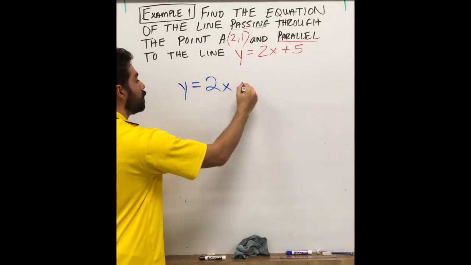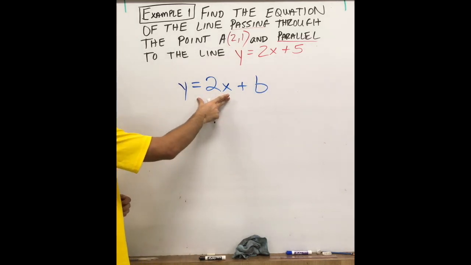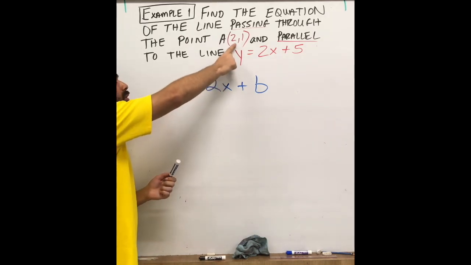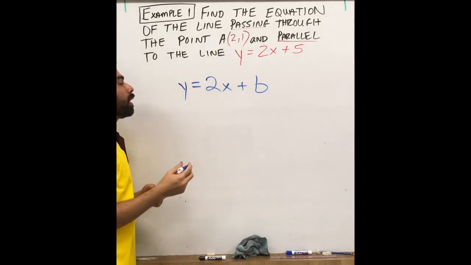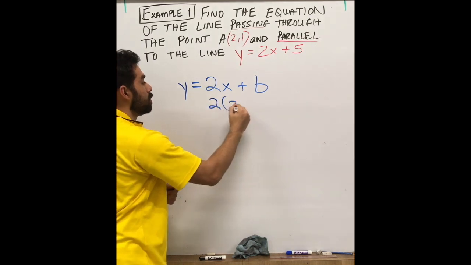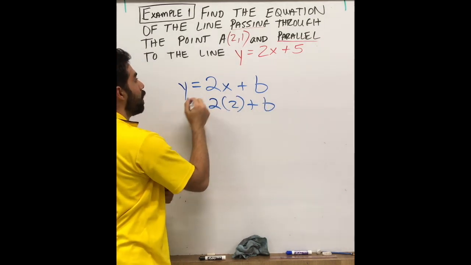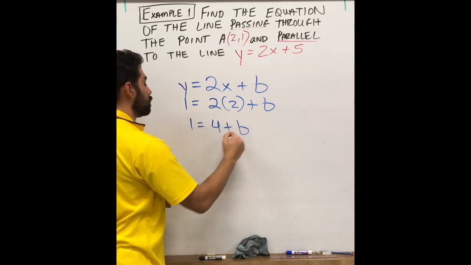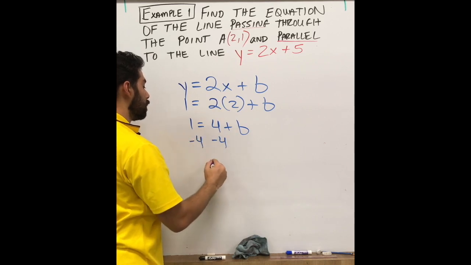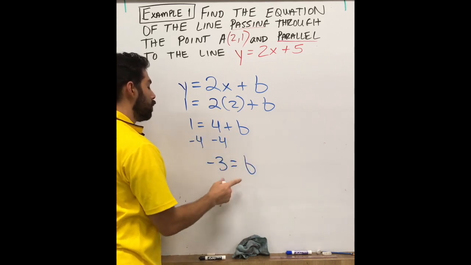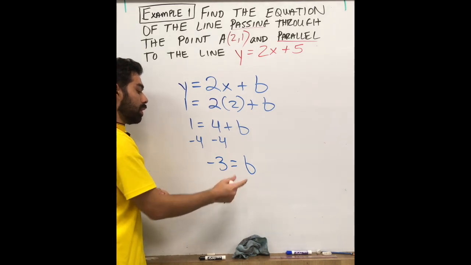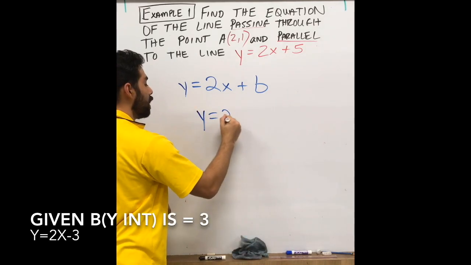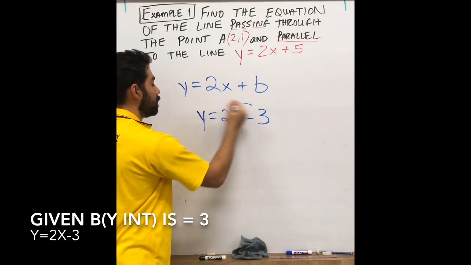But right off the bat, we do know that our line, which I put in y is equal to mx plus b form, has a slope of 2. We're going to use our point to our advantage. So for x, we're going to plug in 2, and for y, we're going to plug in 1. We get a y-intercept, or in this case b, as -3. We're going to plug that right back in. So the equation of our line is y = 2x - 3.